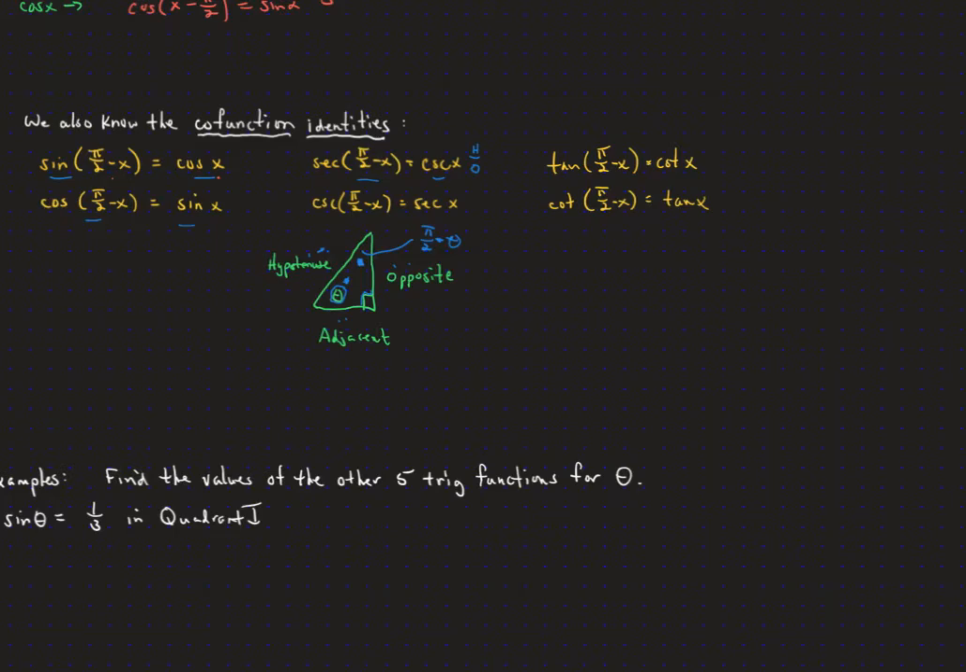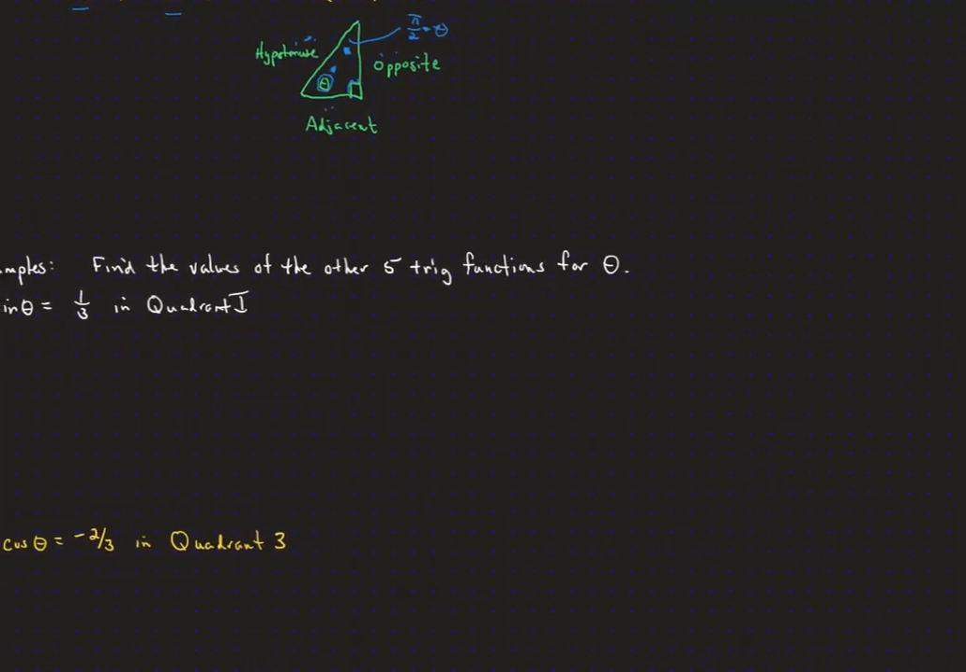So for example, we know that the cotangent of 20 degrees would be the same as the tangent of its complement, which would be 90 minus 20, 70 degrees. Okay, that's what we mean by the cofunction identities.